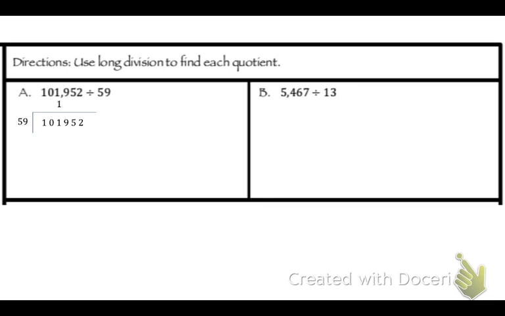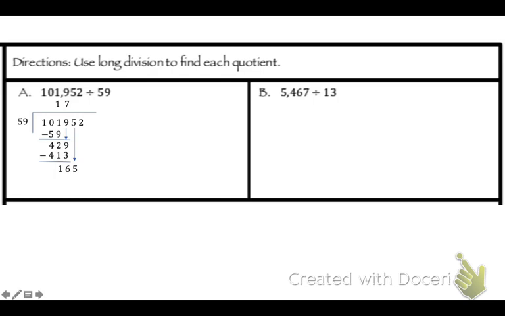Then we're going to take that one and multiply it by the 59. That goes underneath. Now we're going to subtract. When you subtract that, you get 42. Now we're going to bring down that next number. Now we're going to see how many times 59 goes into 429. 7 times. Well, 7 times 59 is 413. Subtract it, you get 16. Bring down that next number.